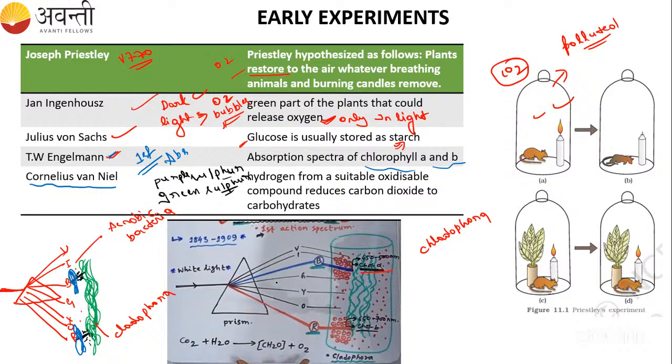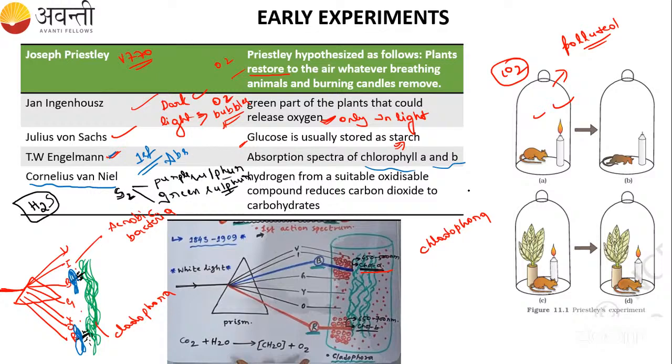He saw that during photosynthesis, the green sulfur bacteria and purple sulfur bacteria are not releasing oxygen. They release sulfur, because the hydrogen donor is different. The hydrogen donor is H2S in the purple sulfur bacteria and green sulfur bacteria.